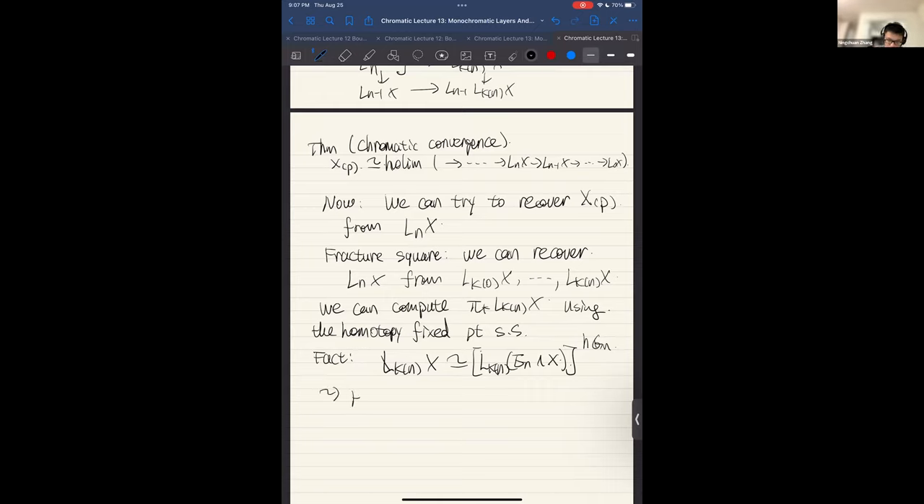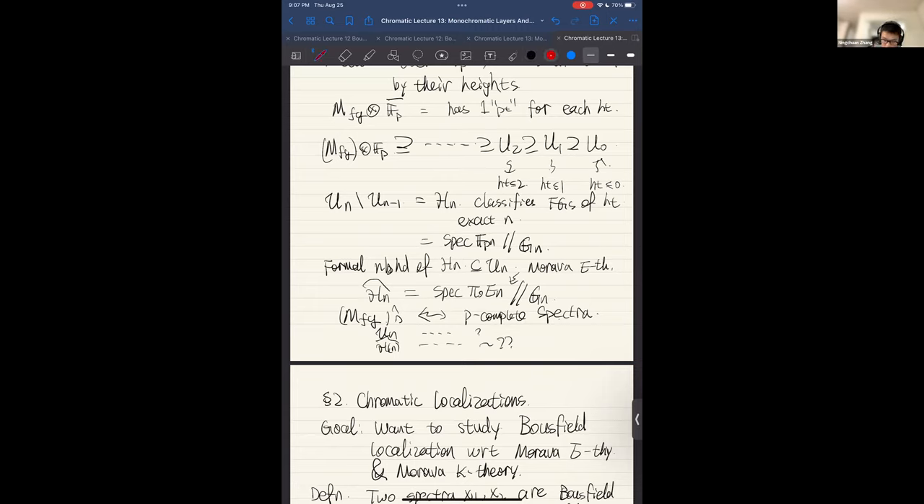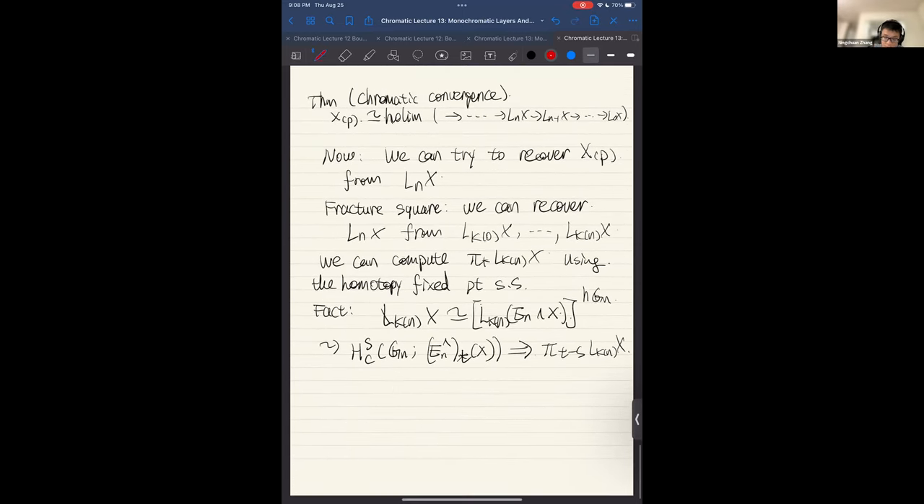And this will give us a spectral sequence with E2 page the continuous group homology of G_N with coefficients in the completed E_N homology group of X. And this converges to pi_{t-s} of L_{K(N)} of X. And if you remember pages ago, when we talked about the geometry of the moduli stack of formal groups, we have this identification: there's a stack quotient of pi naught E_N by the Morava stabilizer group, and this turns out to be the formal neighborhood of a height N point inside this open subset U_N. So yes, you can think of this as sheaf cohomology over that formal neighborhood H_N hat.